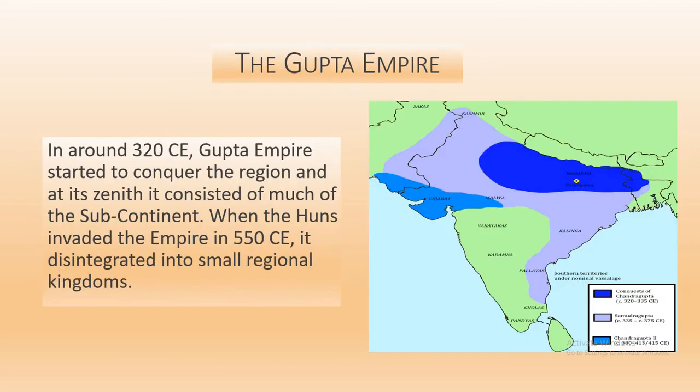After the Kushan Empire, the Gupta Empire started to conquer the region in 320 CE. At its zenith, it consisted of much of the subcontinent. When the Huns invaded the empire in 550 CE, it disintegrated into small kingdoms.